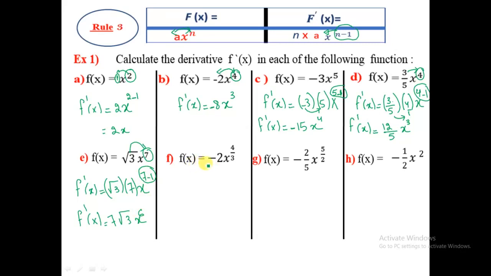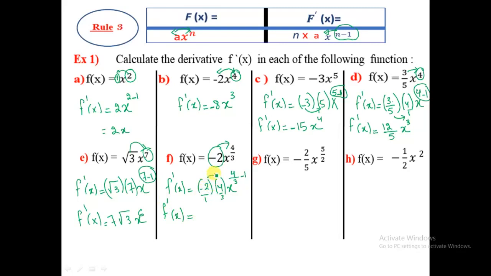Part F, f of x equals minus 2 x to the power 4 over 3. Here the derivative is the coefficient, which is minus 2, multiplied by the power, which is 4 over 3, multiplied by x to the power 4 over 3 minus 1.